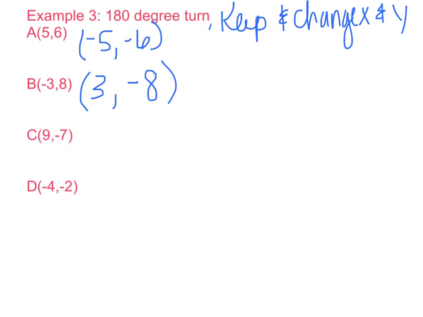I'm going to go ahead and start. So 9 becomes negative 9, negative 7 becomes positive 7. And for D, negative 4 becomes positive 4, negative 2 becomes positive 2.